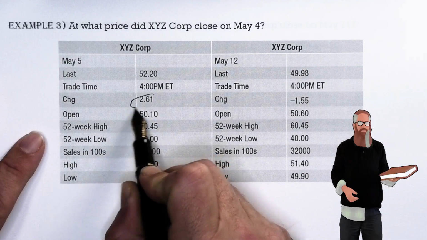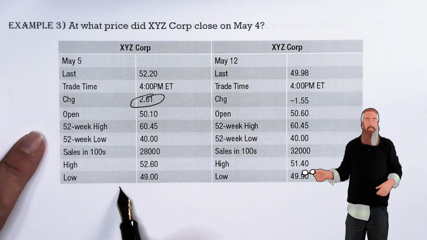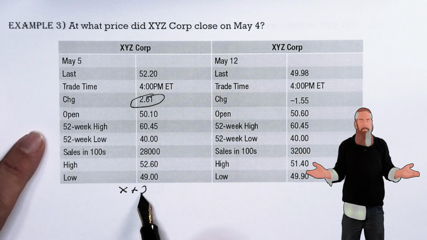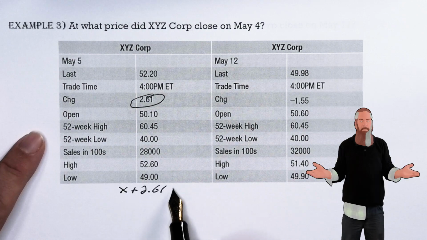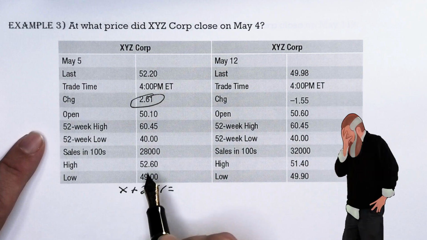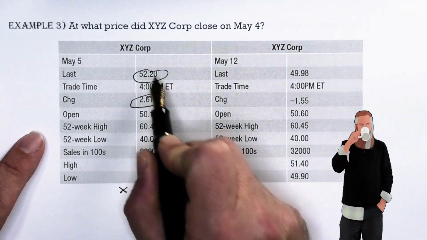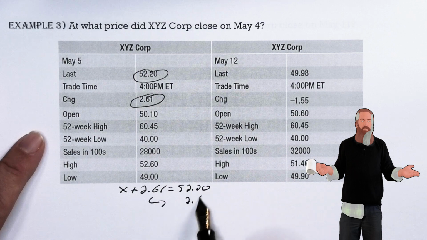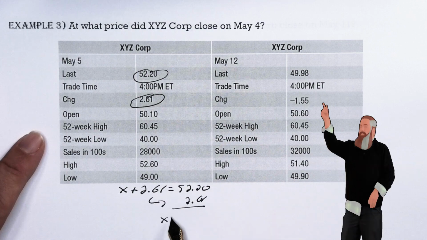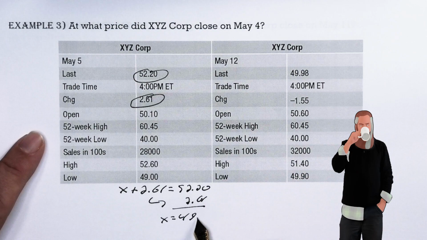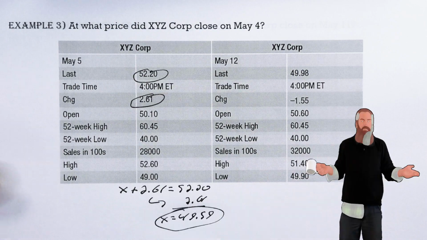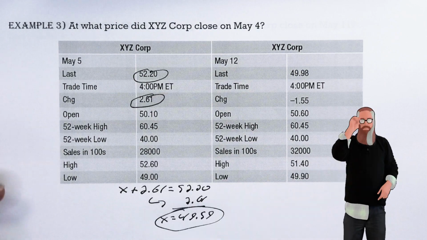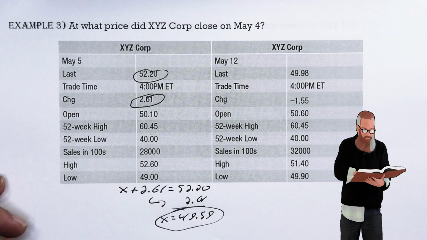Understanding that the change is $2.61, that means we have some value plus $2.61 that got us to the ending value of $52.20. So simply subtracting $2.61 from both sides is going to give us X is $49.59. This means that XYZ closed at $49.59 on May 4th.